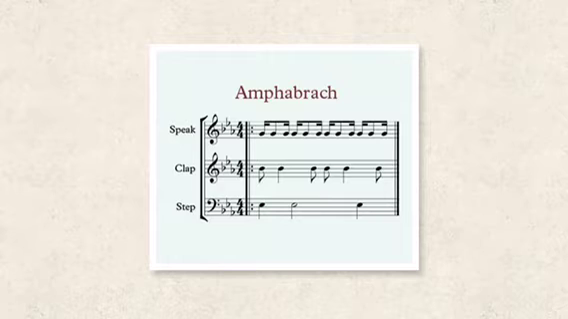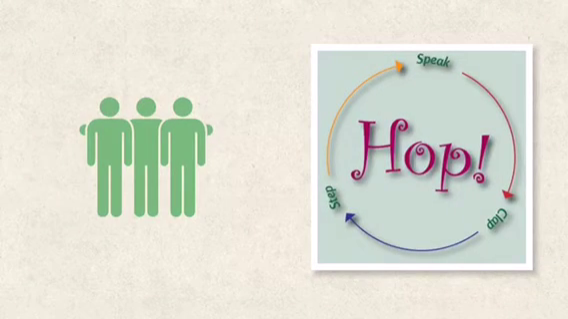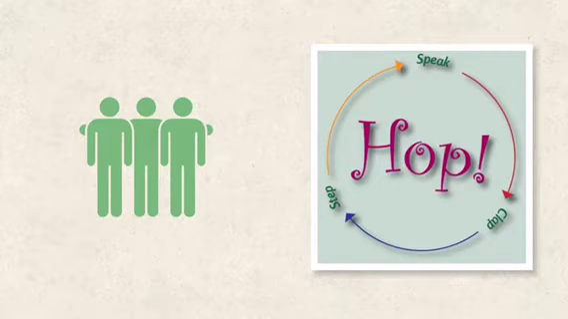This example uses amphibrach. A great group activity can be designed with a trio joined at the hip and traveling together as each person steps a given part. At up, the wheel turns and the roles change.